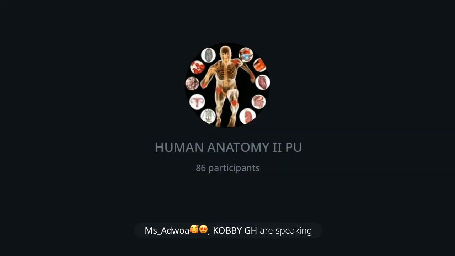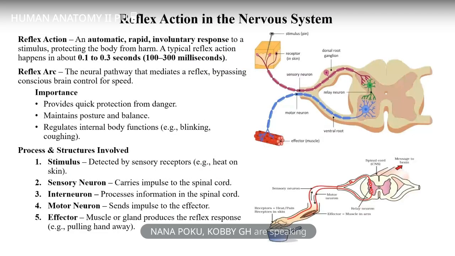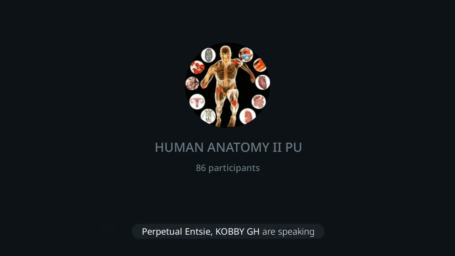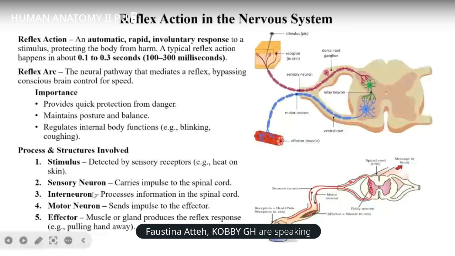If I ask you that, in a typical reflex action, state the 5 anatomical structures that are involved, or we can ask you to state all the systems or structures that are involved for a typical reflex action to occur, then you just state them: the stimulus, the sensory neuron, the interneuron, the motor neuron, and then the effector. Is that okay?